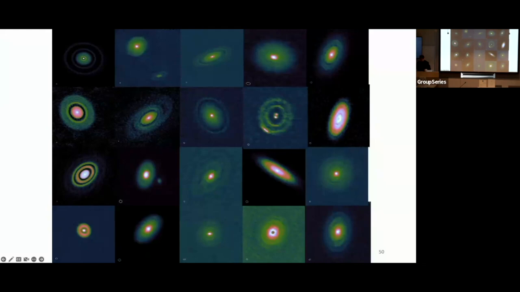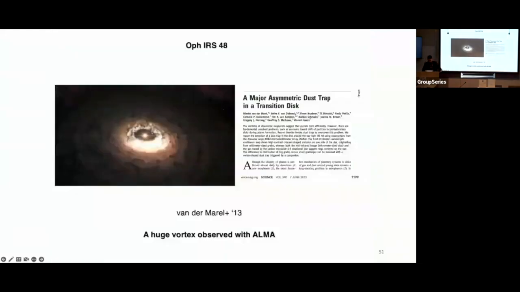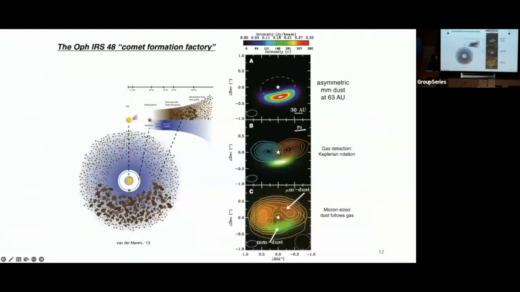And indeed, you can see here some objects that have what look like vortices. This one, that's AS 209, and Ophiuchus IRS 48. As I said, it's a huge vortex that was observed with ALMA. So let me explain this observation quickly. So you have here the observation with ALMA. ALMA is tracing the millimeter dust grains. So they all seem to be on one side of the star, right?